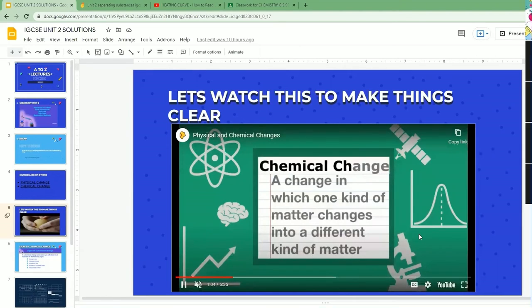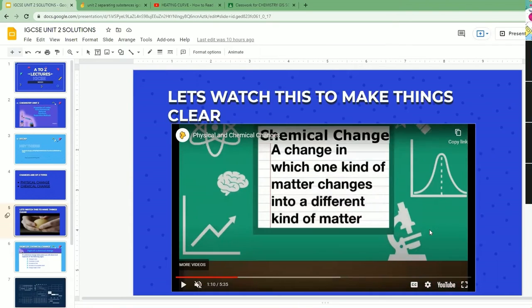Now, what is a chemical change? A change in which one kind of matter changes to a different kind of matter. Over here, a new thing will be created. We will see how the things react with each other. Is it clear? In a physical change, nothing new was created. Here, one matter will change to another.